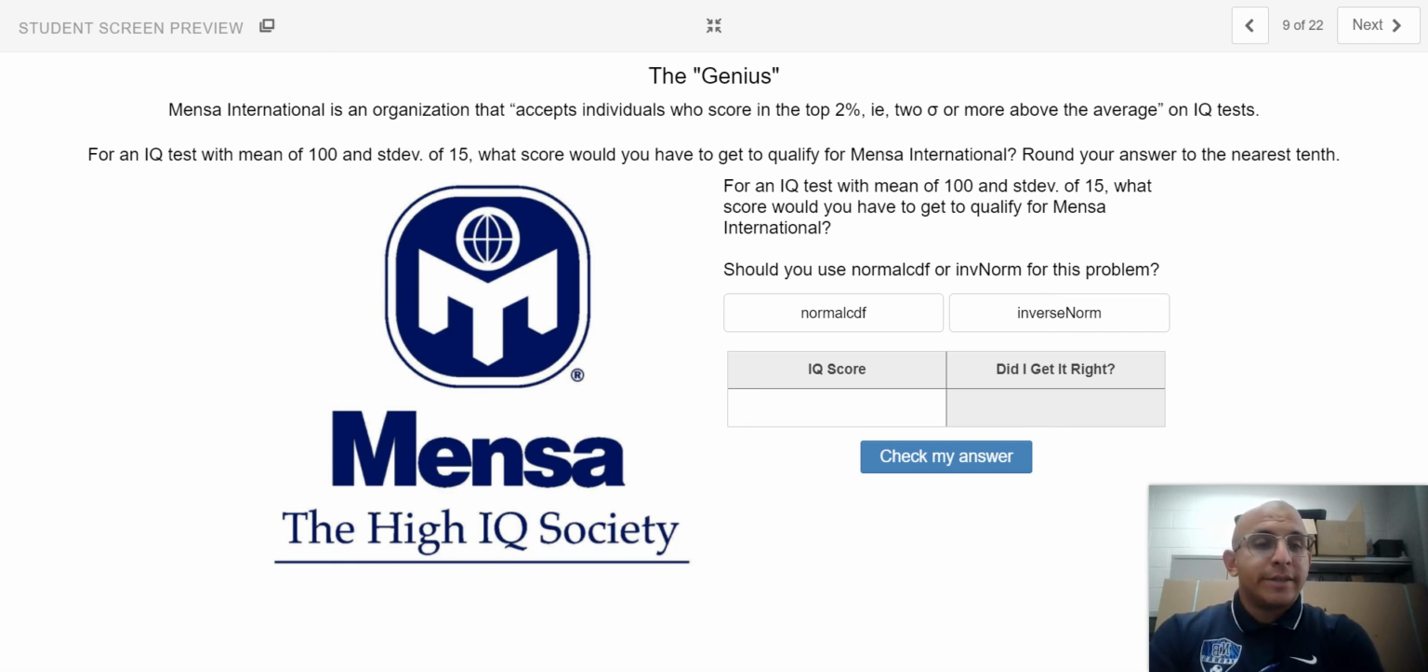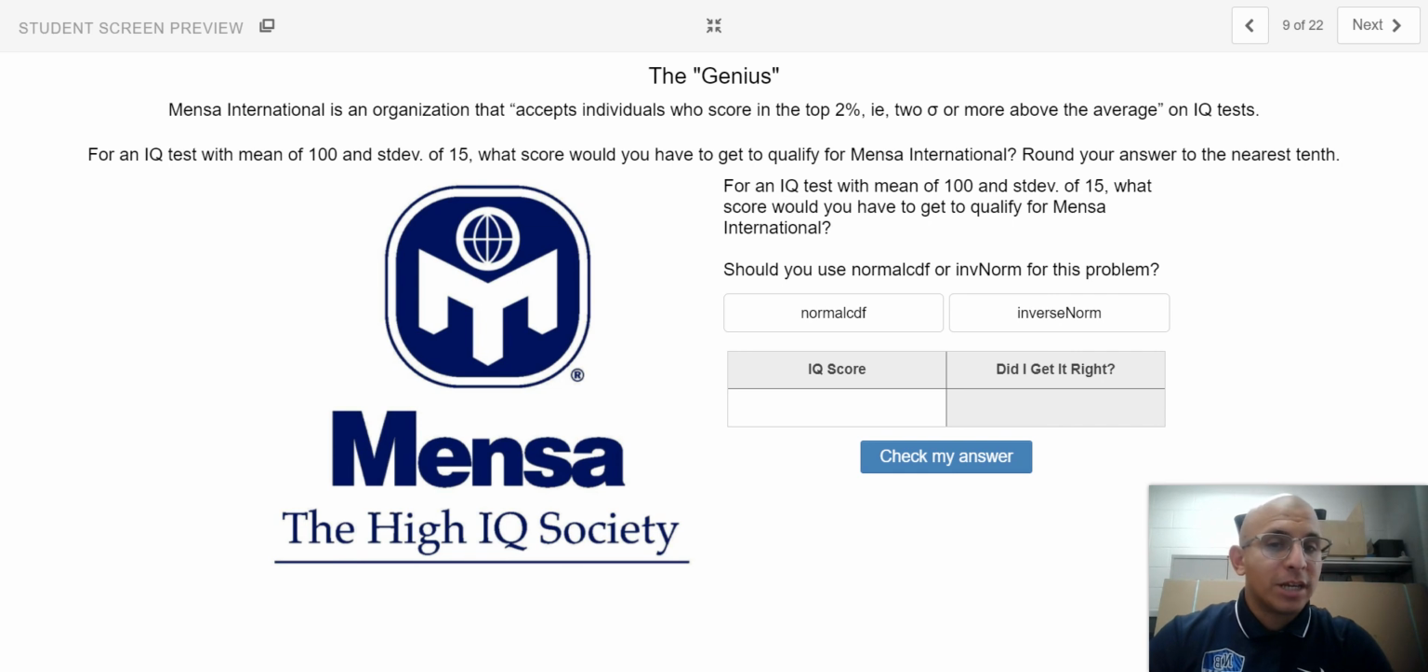So here is, since we are at the end of the unit, an opportunity for you to go toe-to-toe with the concepts that we've been talking about. So we haven't changed any of the descriptive statistics here. And as you can see, Mensa International is an organization that accepts individuals who score in the top 2% or 2 sigma or more above the average on IQ tests. For an IQ test with a mean of 100 and a standard deviation of 15, what score would you have to get to qualify for Mensa International? Round your answer to the nearest tenth.